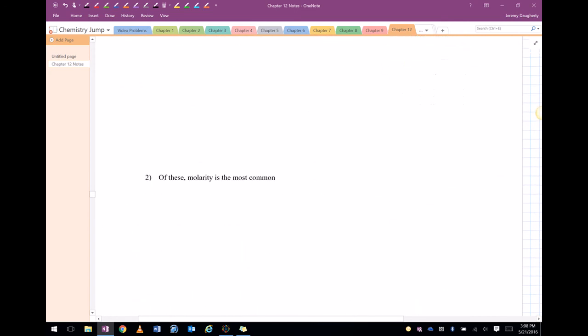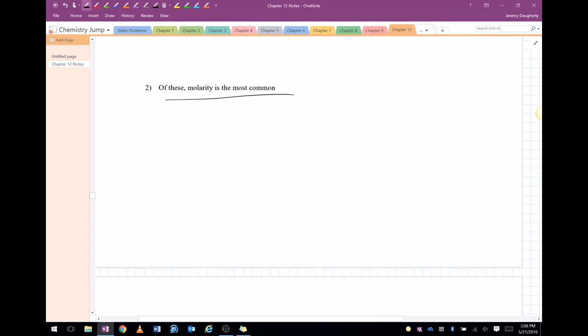So molarity is the common one that we use.